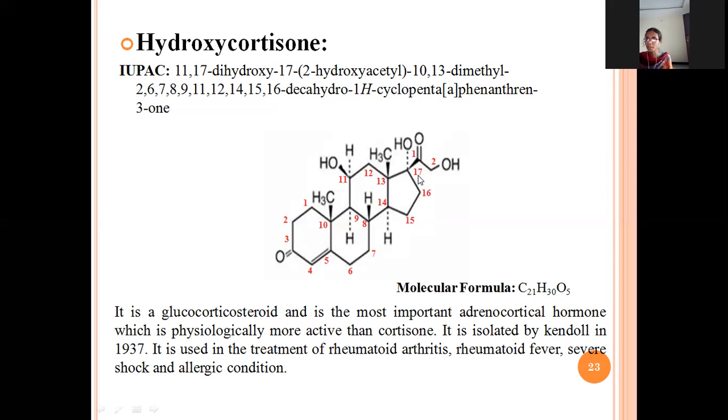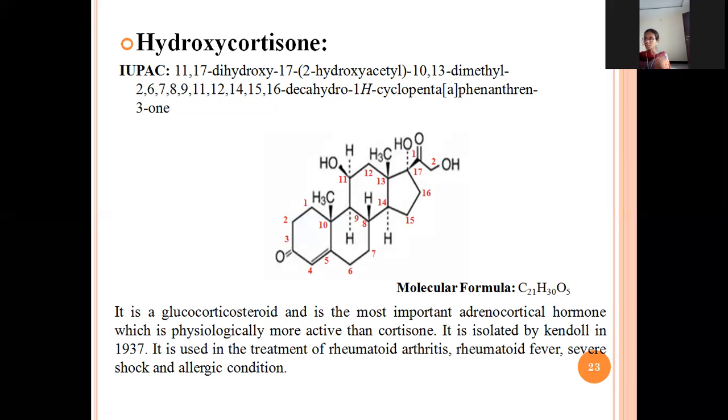11,17 dihydroxy 17 2-hydroxyacetyl and 10,13 dimethyl cyclopentane phenanthrene 3-one. So this is the structure and IUPAC name of the hydrocortisone.